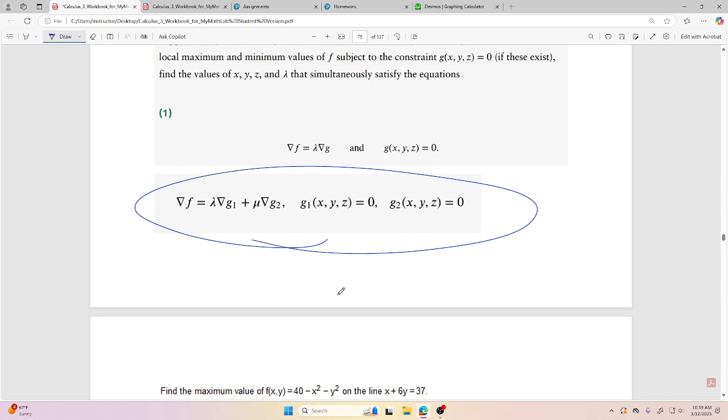Now notice there's one thing. This is a lambda, right? That's the lambda. But then this is a mu. And so we have another variable included in here. Not just 3, not just 4, but 5 variables now. And that's okay. We're going to try it.